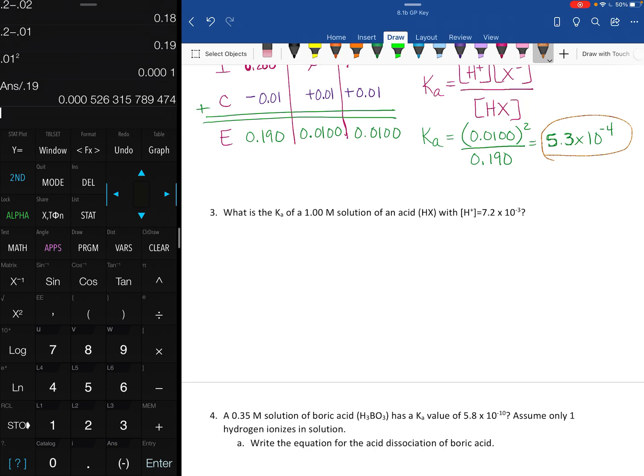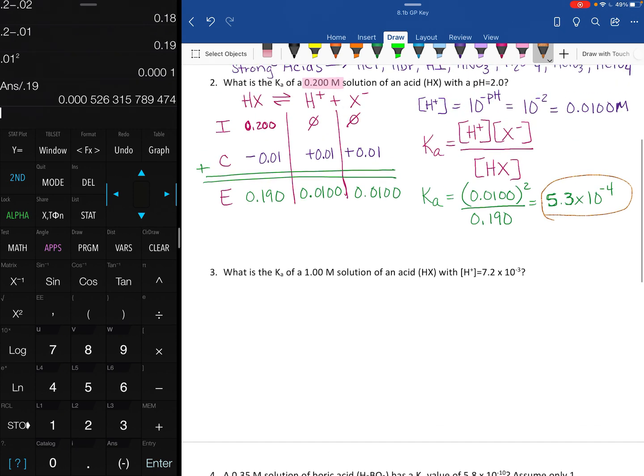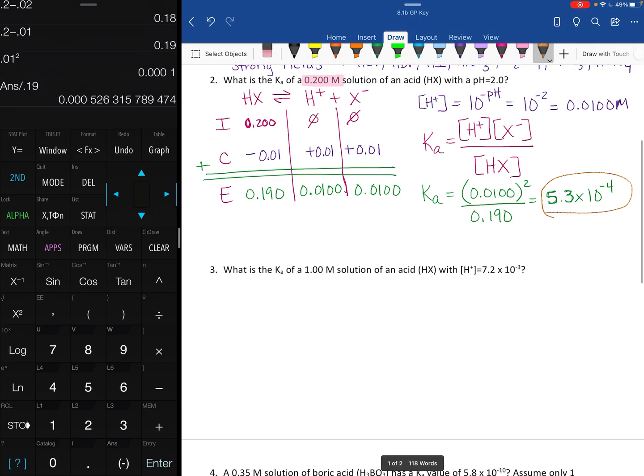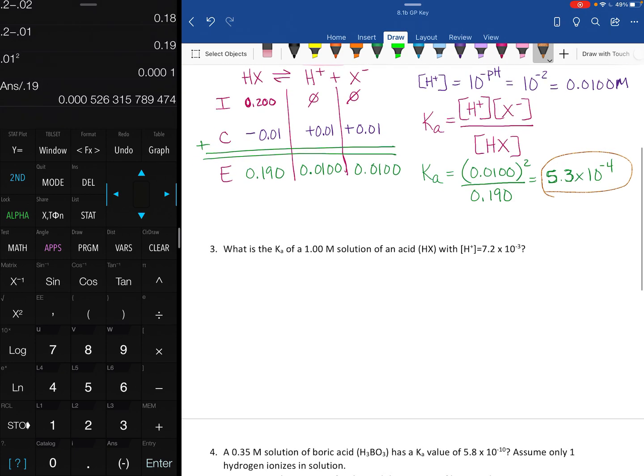Okay, so let's try this again, but we're going to start with hydrogen ion concentration. And so when we do that, we don't have to do the whole thing of finding the hydrogen ion concentration. We're just given that instead of changing from pH. And so we're going to do the same thing. So go ahead and pause the video and try it yourself here.